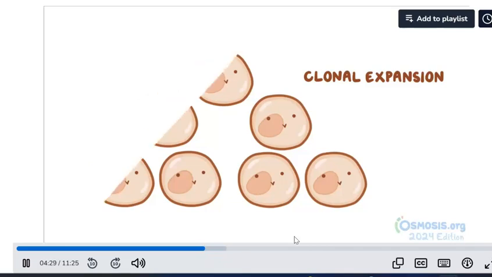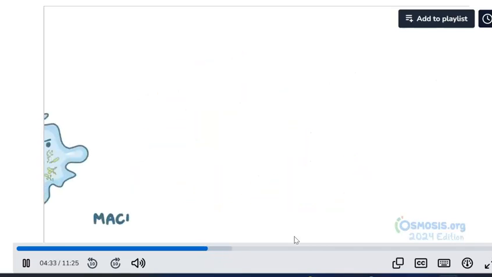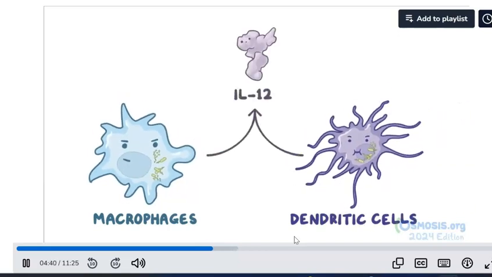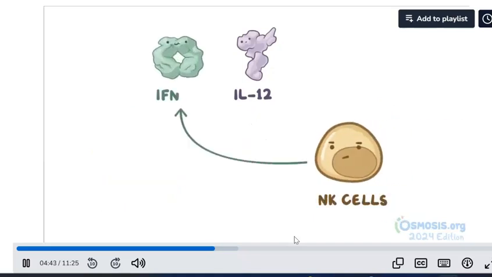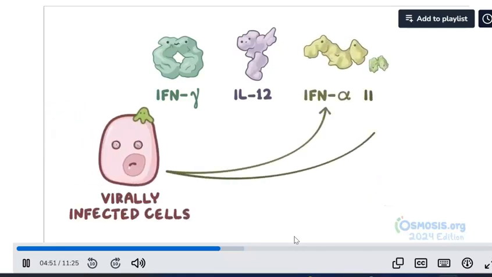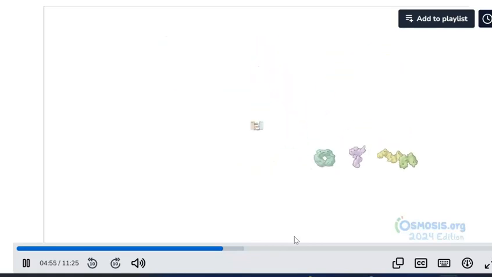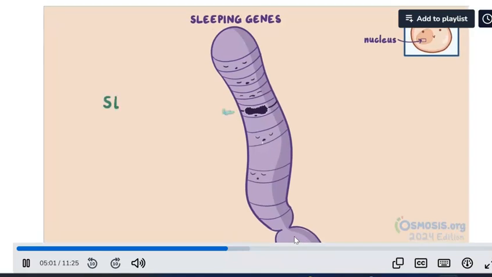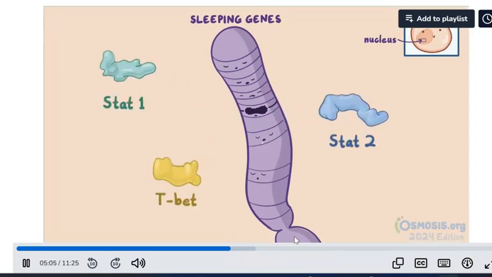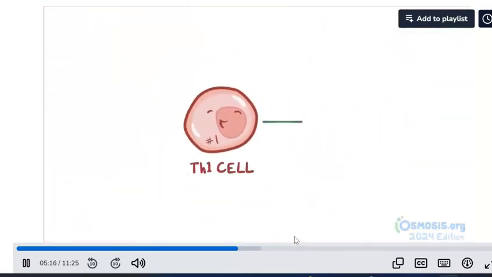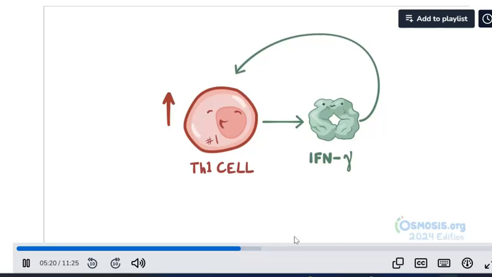Now, let's go through the types of T helper cells, the career paths, one at a time. Macrophages and dendritic cells infected with viruses and intracellular bacteria produce IL-12, and natural killer cells produce interferon gamma. In addition, any virally infected cell will produce interferon alpha and interferon beta. When these cytokines are found in the same area as a T cell that's becoming activated, they bind to the T cell and cause it to make transcription factors like STAT1, STAT4, and TBET. These transcription factors cause a number of genes to get expressed within the T cell, transforming it into a Th1 cell. A Th1 cell then secretes interferon gamma, which reinforces the process.